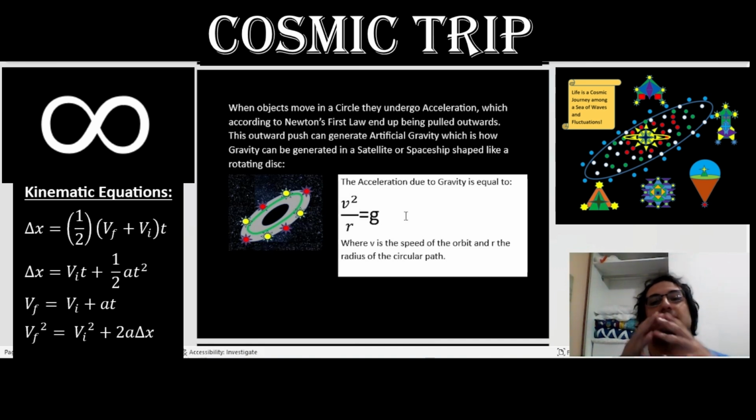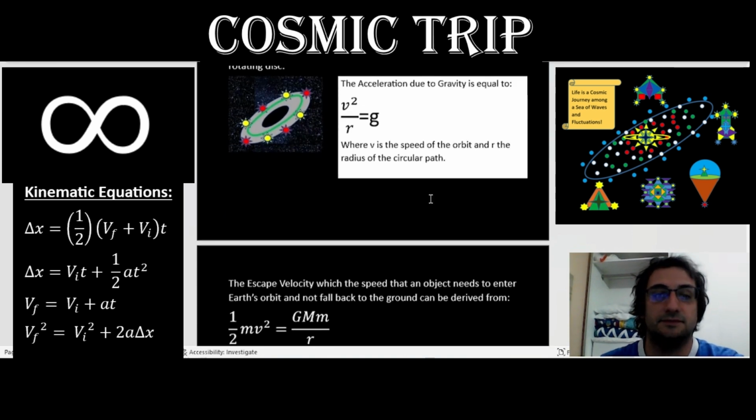So you can design a spaceship shaped like a disc or a wheel, where the speed of the wheel and the disc will, according to Newton's first law, generate that inertia effect, because inertia is proportional to mass. And then v in this case would be the speed of the rotation, and r would be the radius of the turn, or in this case, the radius of the wheel or the disc spaceship.